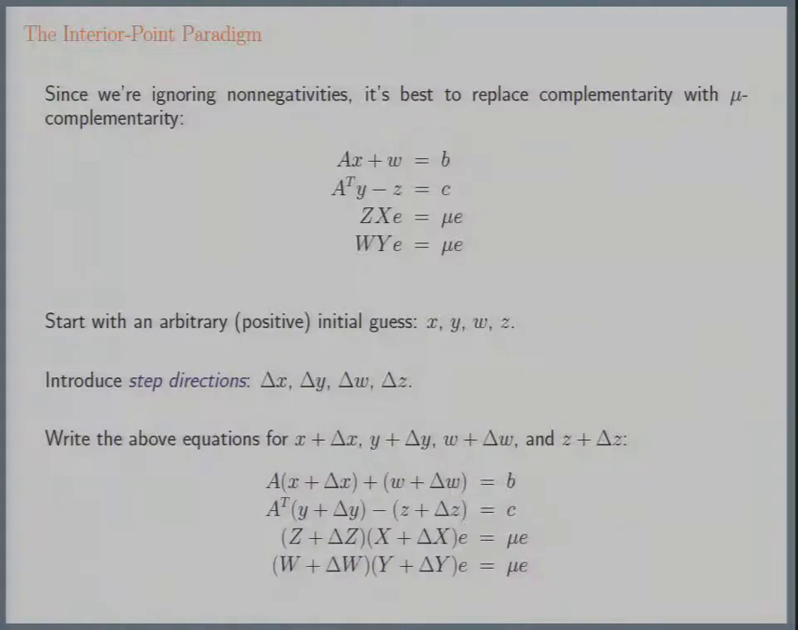But anyway, we have some guess. And from that point, x, y, w, z, we're going to step to a new point. And the new point is going to be x plus delta x, y plus delta y, w plus delta w, and z plus delta z. So we're going to introduce these step directions that tell us which way we're going. And we want to pick them intelligently. Well, the most intelligent thing to do would be to pick them so that they satisfy this equation exactly. So if we substitute that in, just plugging, instead of x, I plug in the new point, x plus delta x, and so on and so forth. Everywhere up here, I plug it in, I get this system of equations.